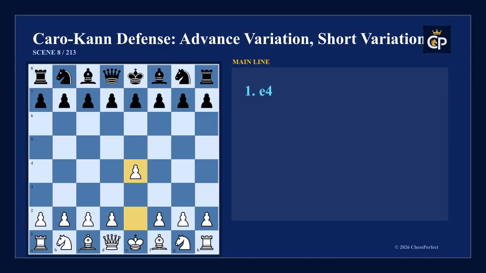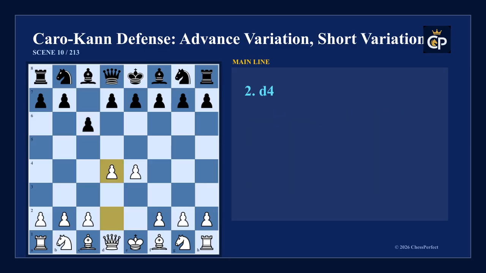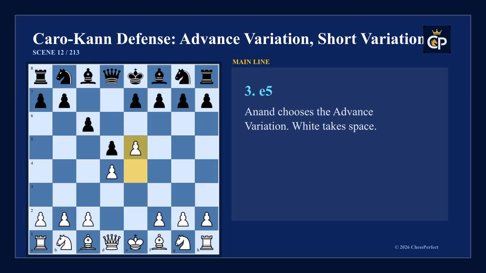e4. c6. Karpov chooses the Caro-Kann. From White's point of view, this is the first practical question: are we going to let Black get the same comfortable structure we saw in earlier chapters? d4. d5. Black challenges the center. e5. Anand chooses the advance variation. White takes space.